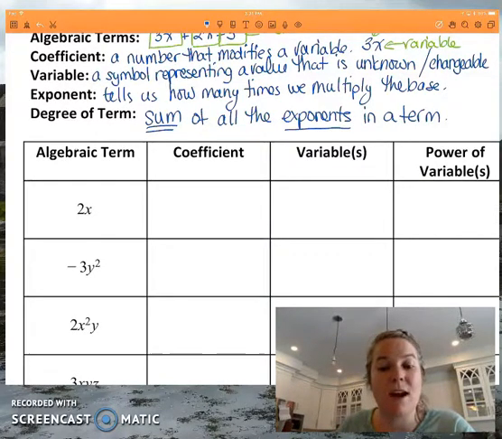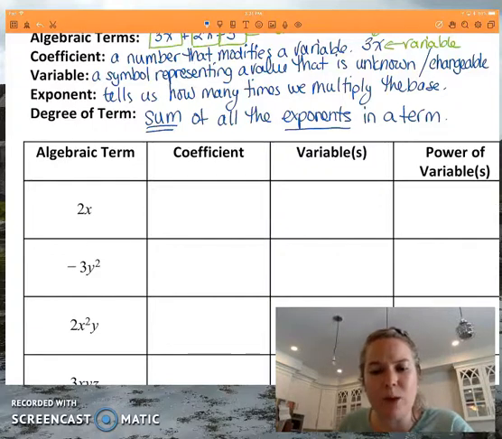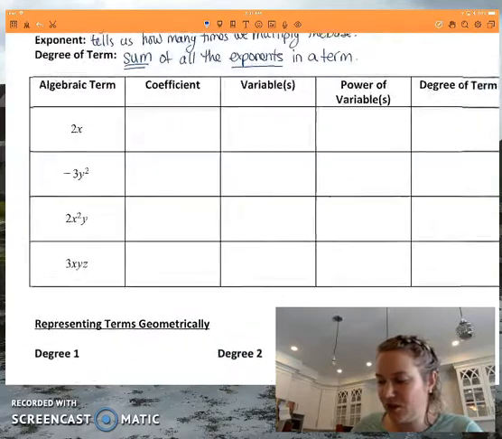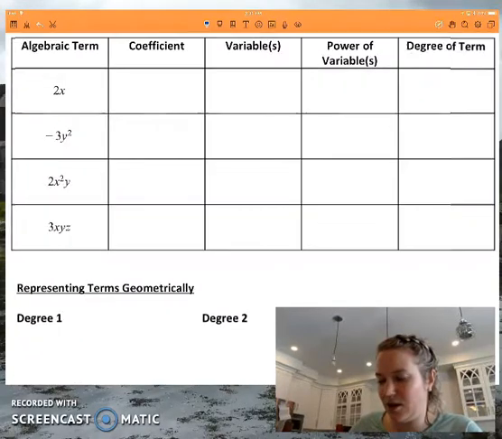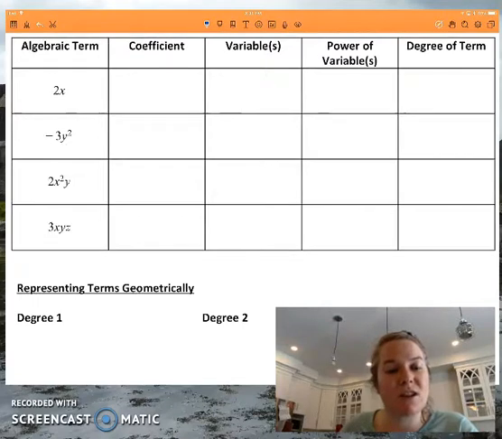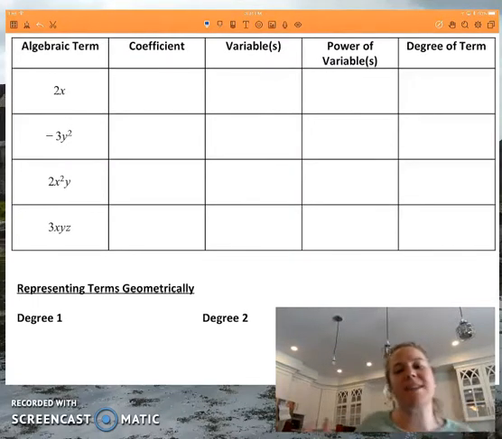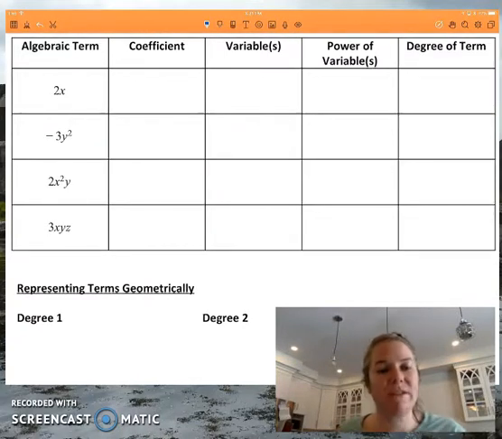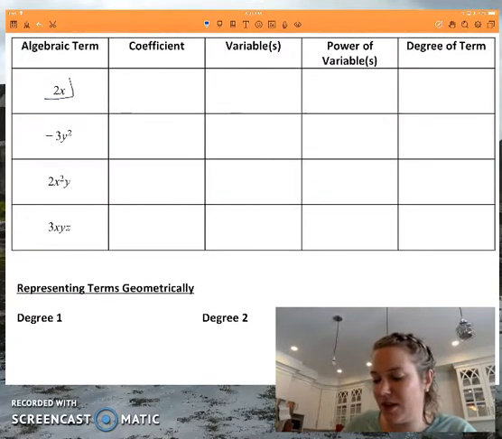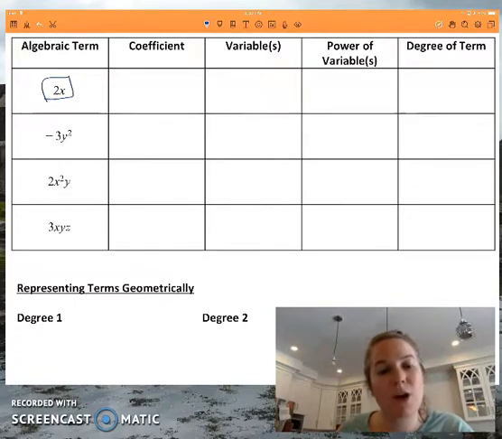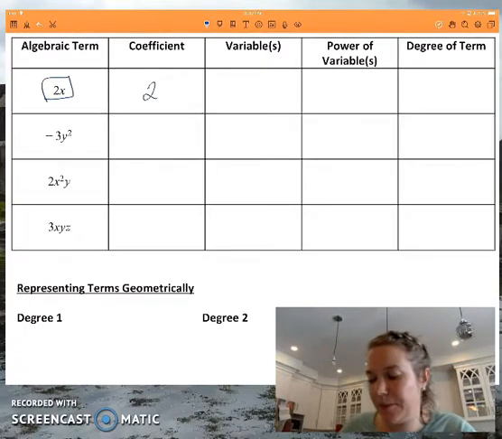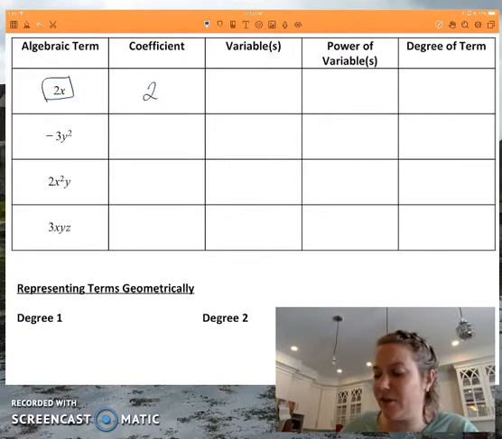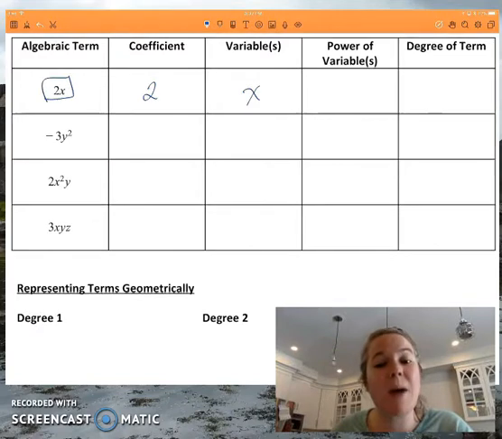Okay, so we've now covered our really important vocabulary, and let's put it to use. I'm going to shrink this down just a little bit. All right, so we've got a bunch of terms. We're going to identify the different pieces, and we're going to talk about what they mean. So the coefficient of the first term here, 2x, is 2. That's what is modifying x. The variable is x. What is the power of that variable?